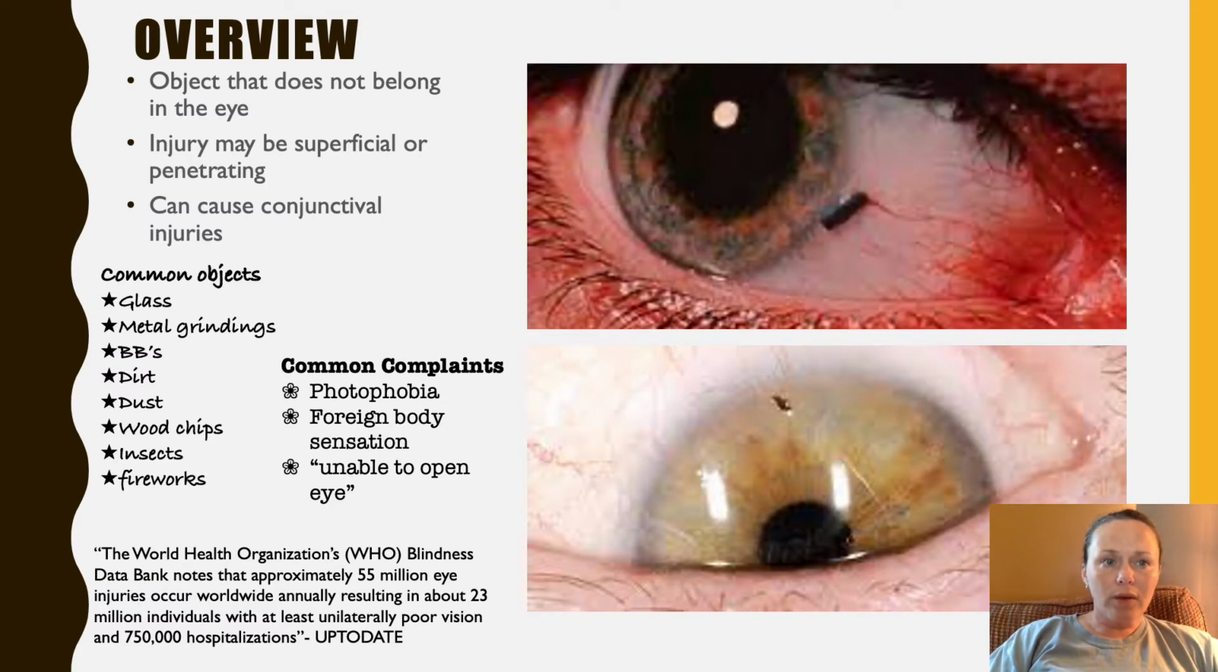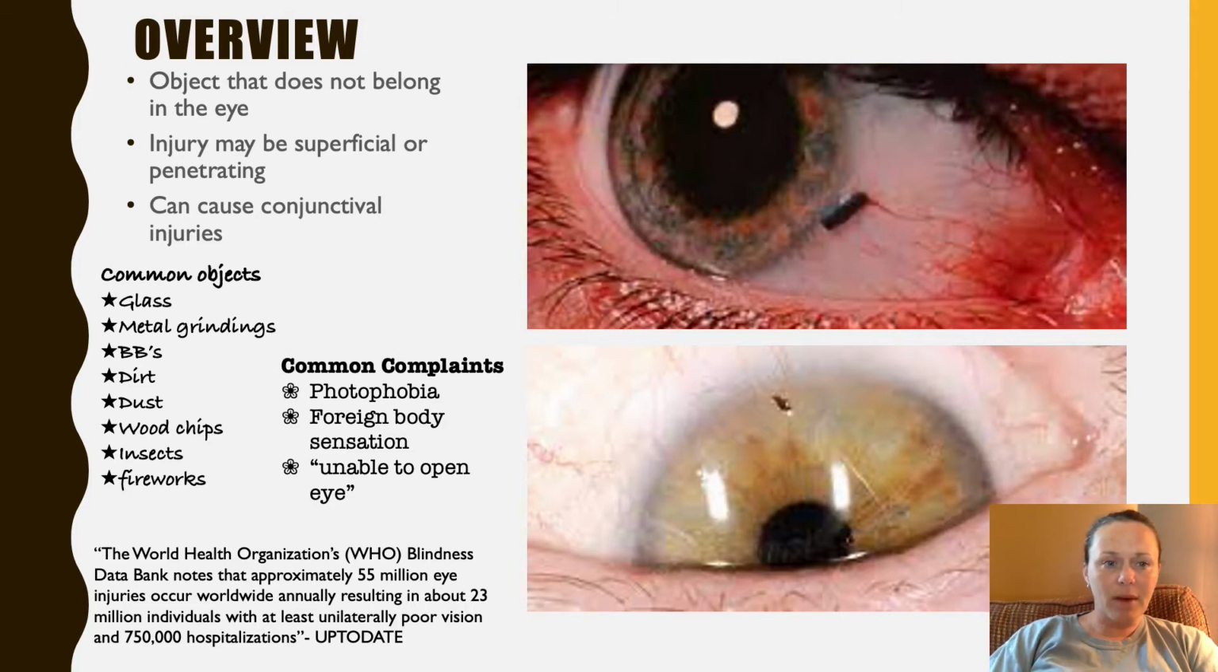A little overview. A foreign object is something that does not belong in the eye, so anything not belonging in the eye. The injury may be superficial or penetrating, and it can cause conjunctival injuries. Some common objects found in the eye are glass, like from a car accident, metal grindings, BBs, dirt, dust, wood chips, insects, and fireworks. Some common complaints you'll have with someone that has a foreign body in the eye are going to be photophobia, foreign body sensation, or the inability to open their eye.